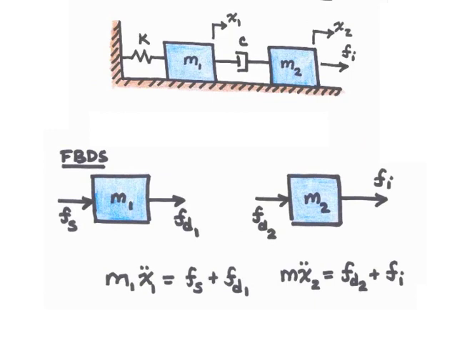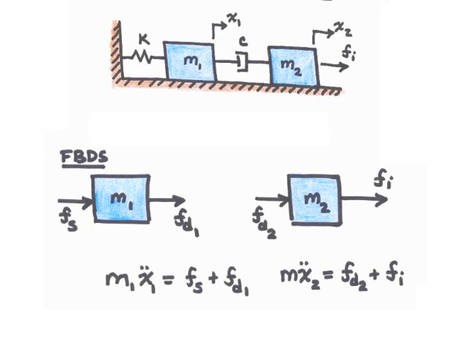Let's draw free-body diagrams for the two masses in this system. For mass 1, I'll have two forces acting upon it: a force from the spring and a force from the damper. The spring force I label F sub S, and the damper force I label F sub D1. The 1 subscript indicates this is the damper force acting on mass 1. Note that I've drawn both forces to the right. I could have drawn them either way, but I just chose to draw them to the right, so that's the positive direction for these forces.